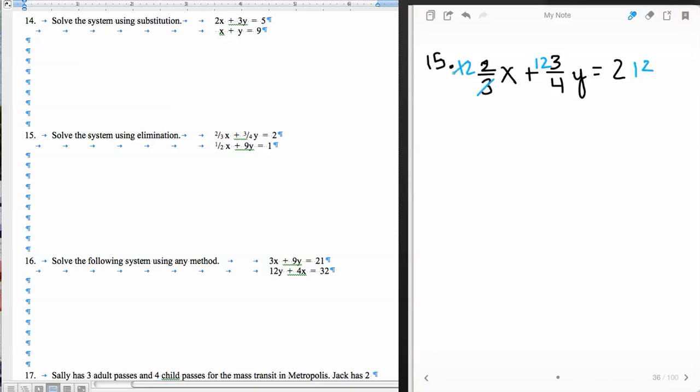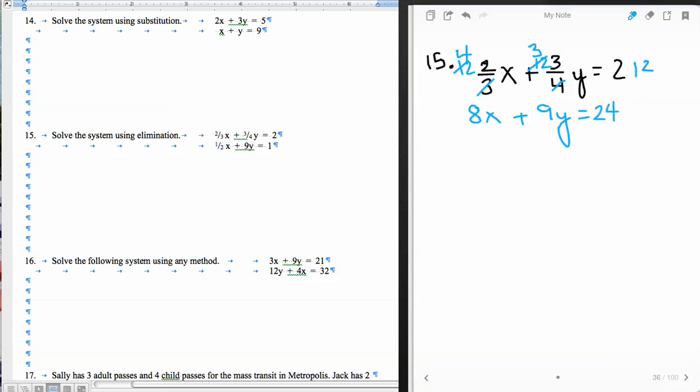So 3 goes into 12 4 times. 4 times 2 times x gives me 8x. And then plus 4 goes into 12 3 times. 3 times 3, which is 9, and that's y, equals 2 times 12, which is 24.